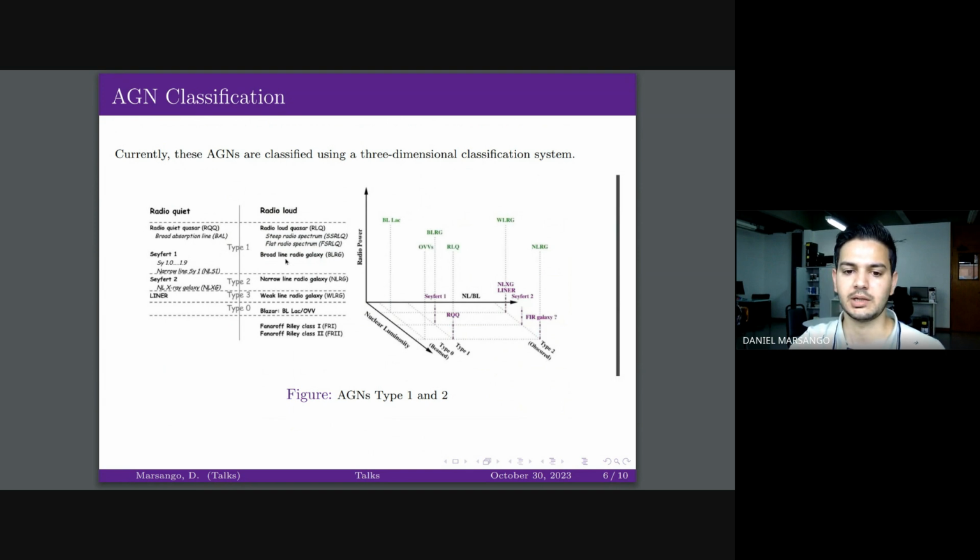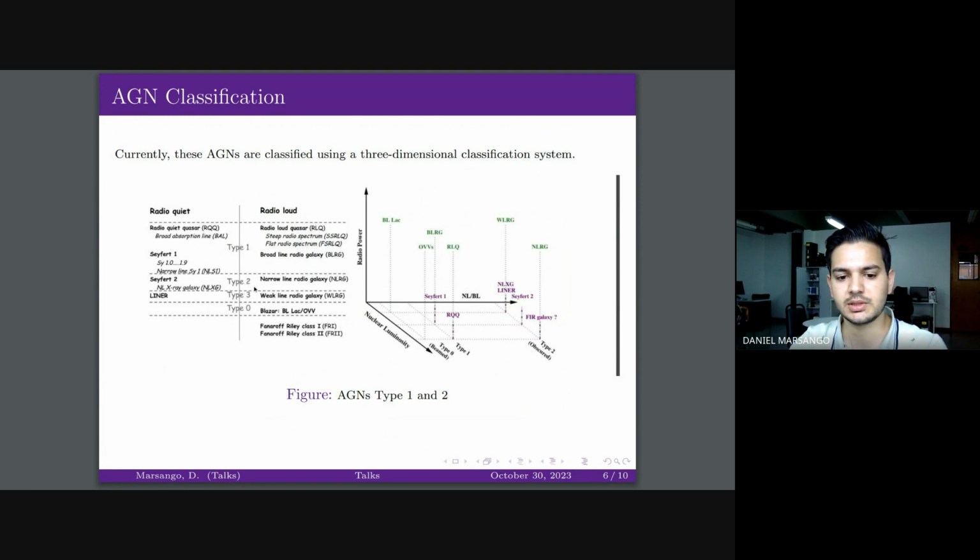Compare, for example, radio loud and radio quiet. In this graph, it's possible to identify the radio loud in the upper part of the graph and the radio quiet in the bottom of the graph. In the classification system, it's possible to identify different positions in nuclear luminosity. For example, compare LINERs, Seyferts, and radio quiet quasars. It's possible to identify these AGNs in different positions in the classification system.